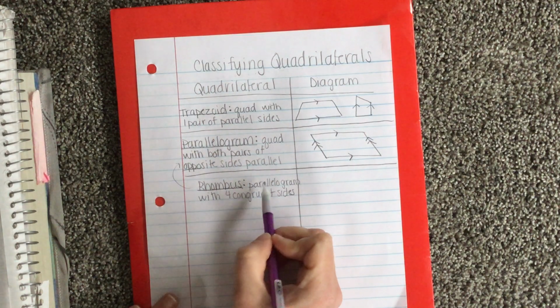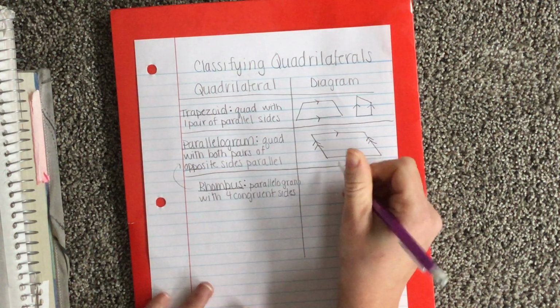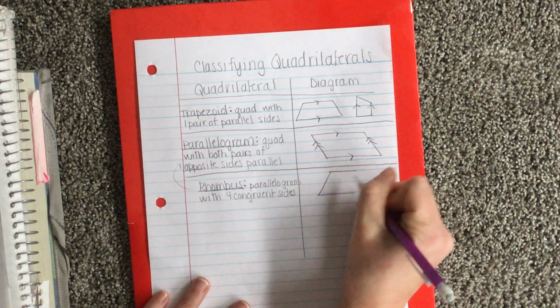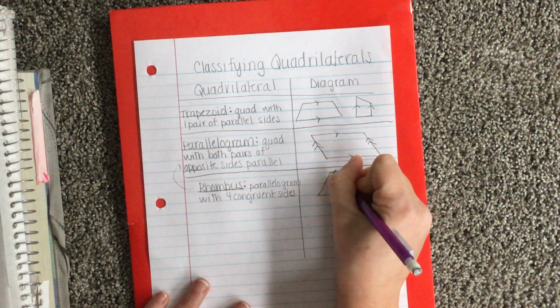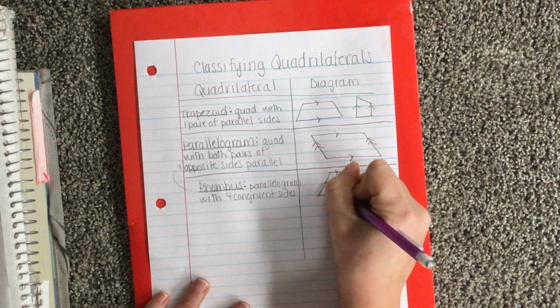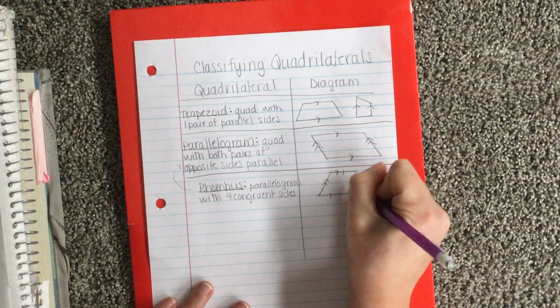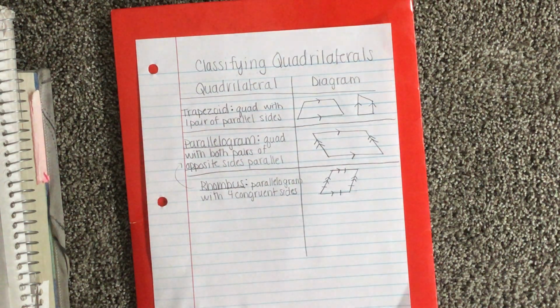So it means that it's a 4-sided figure that has 2 sets of parallel lines that are congruent. So this side is parallel to this side is parallel to this side, but we also know that all 4 sides are congruent. We learned to show congruent, you use a straight line.